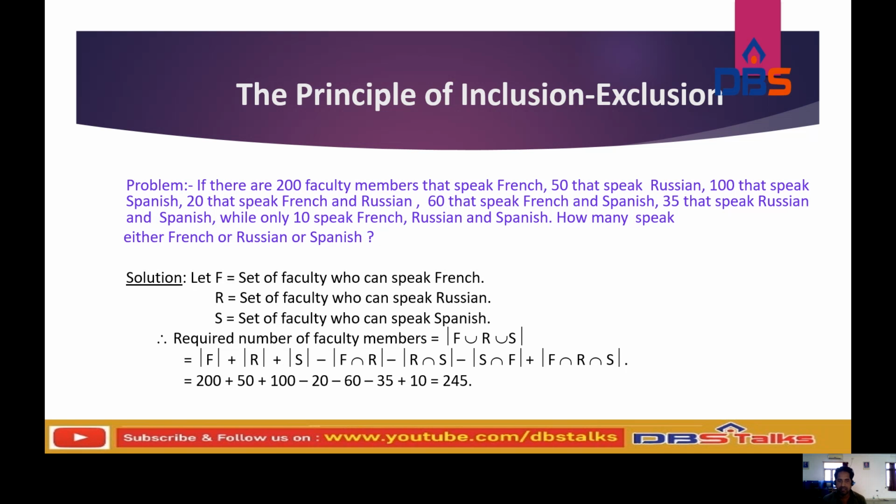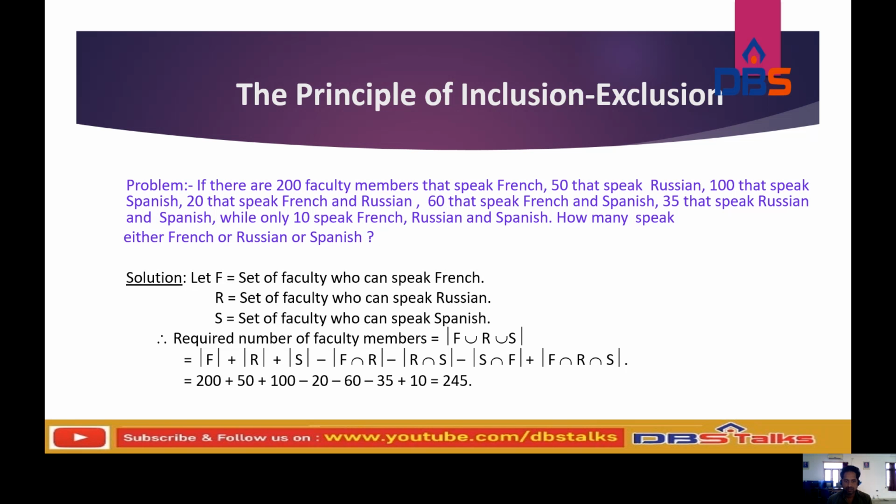Let F be the set of faculty who can speak French, R the set of faculty who can speak Russian, and S the set of faculty who can speak Spanish. Therefore, the required number of faculty members equals F union R union S, which equals F plus R plus S minus F intersection R minus R intersection S minus S intersection F plus F intersection R intersection S. That equals 200 plus 50 plus 100 minus 20 minus 60 minus 35 plus 10, which equals 245 who can speak either French or Russian or Spanish.